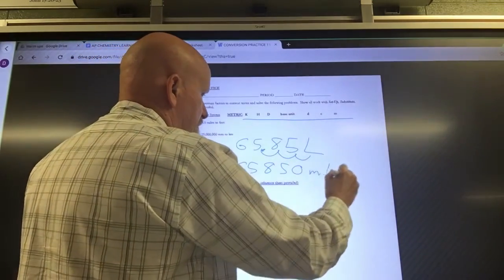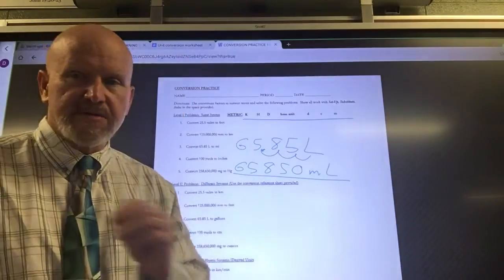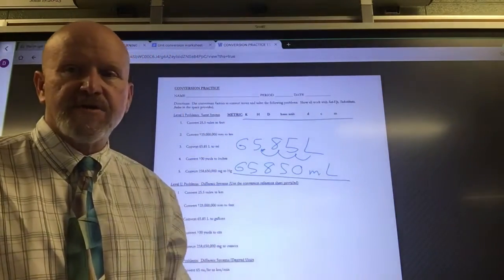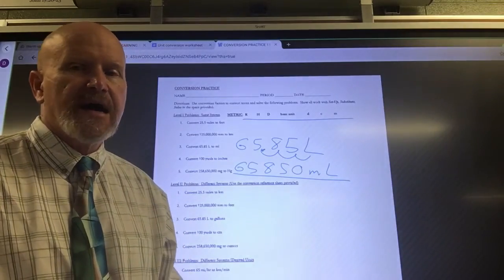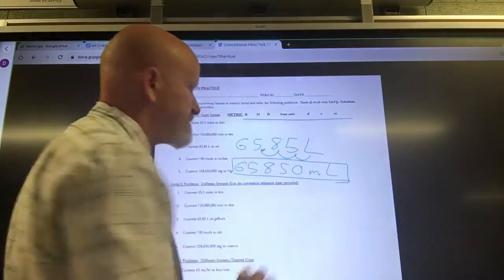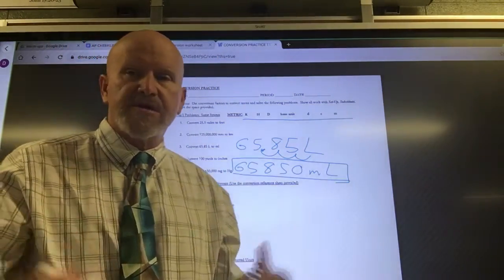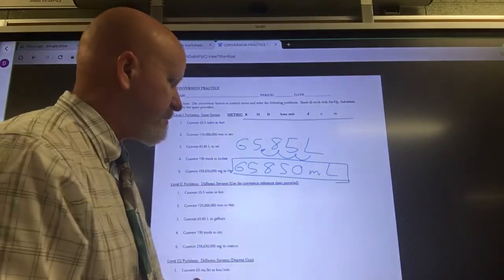so then I'd have 65850 milliliters. Okay, because we don't want to get bogged down too much when we are doing a really fast metric conversion where you're just changing prefixes. I think that's just fine to do that way. Now remember, that 0 wouldn't be significant. I didn't add a sig fig on this. And whether you put it in scientific notation or not doesn't really matter much.